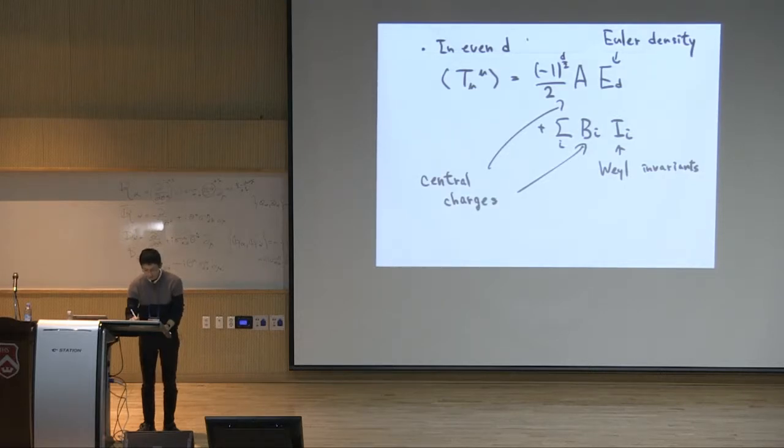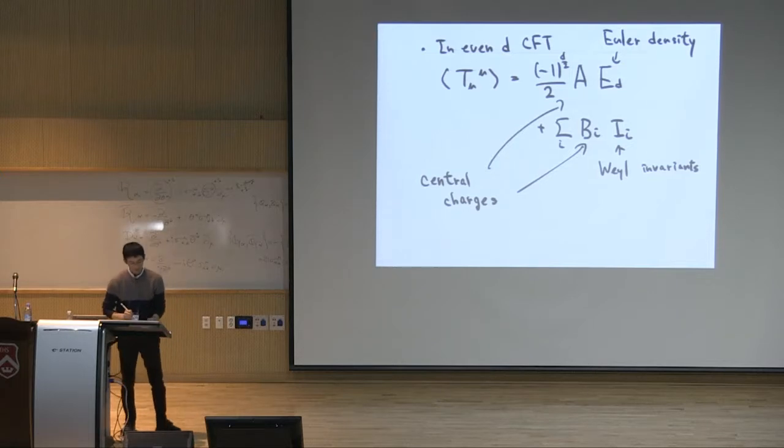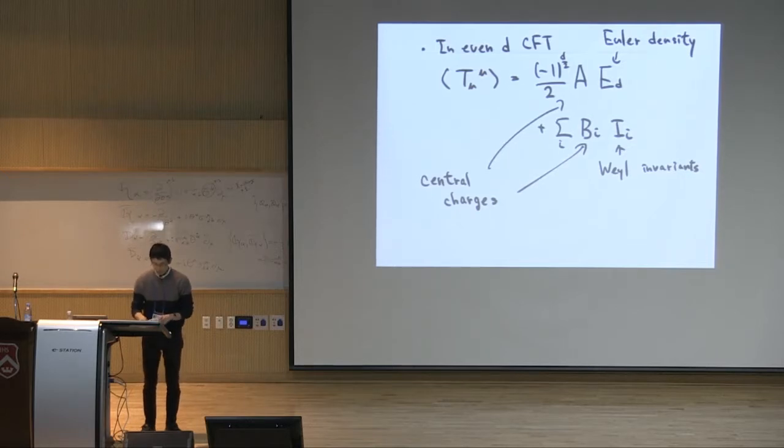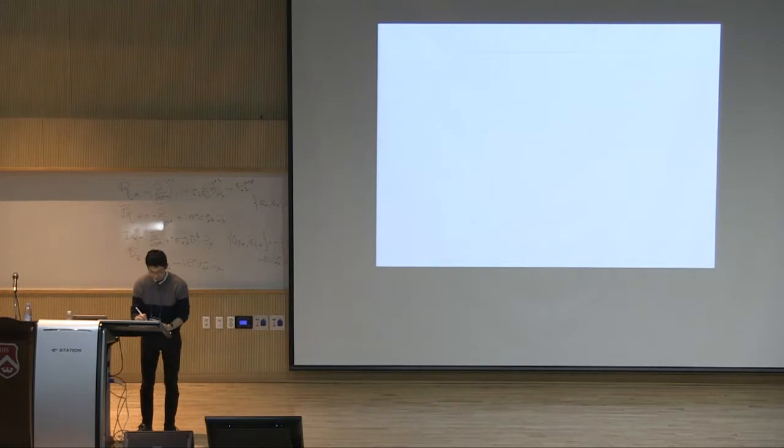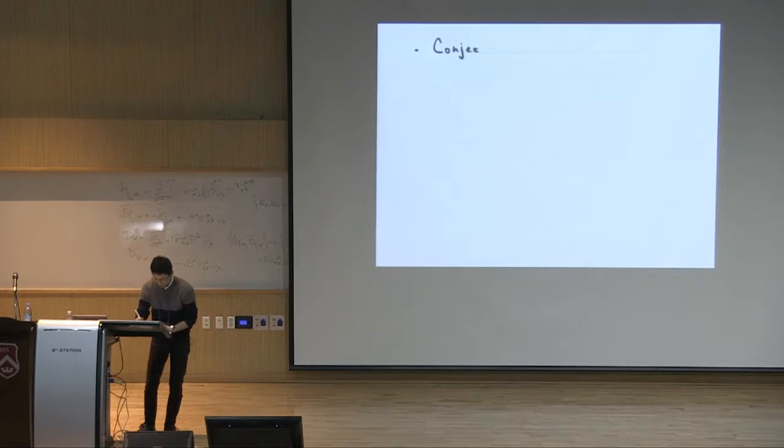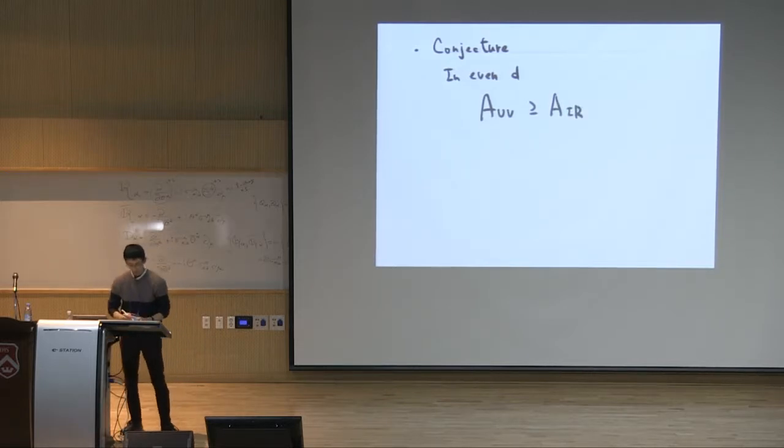This is in even dimensional CFT; I only talk about CFTs. A and B are central charges, and in two dimensions and also in four dimensions, the A central charge plays the role of the C function. In higher dimensions this is of course a conjecture, so there are no proofs. It is expected that in even D, the A central charge plays the role of the C function. So this is a conjecture.